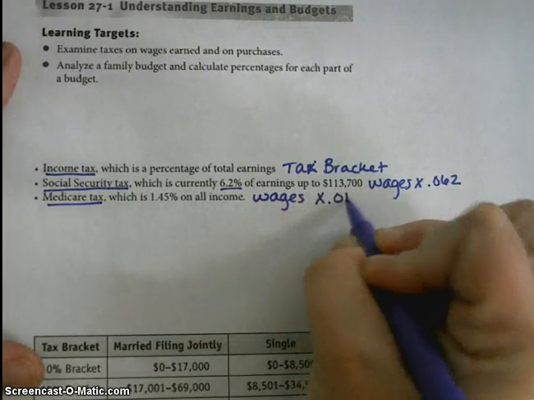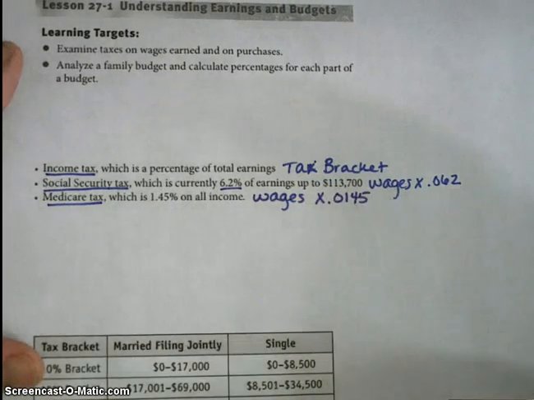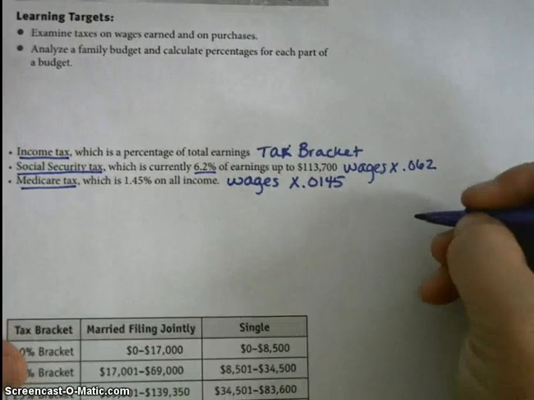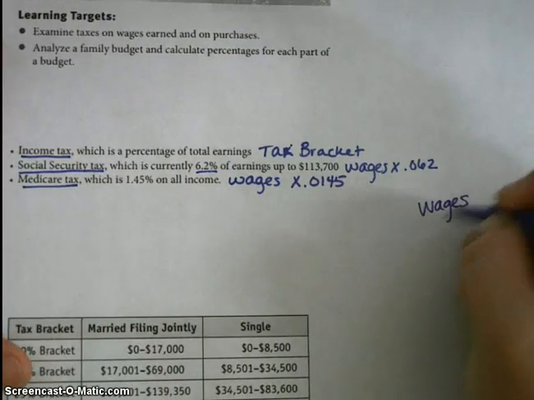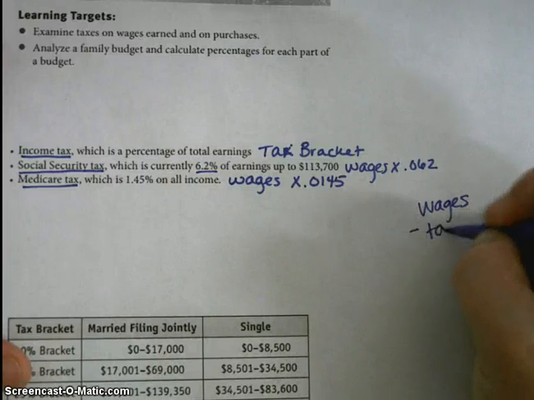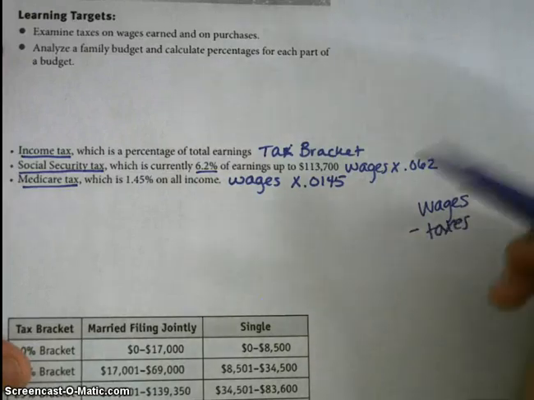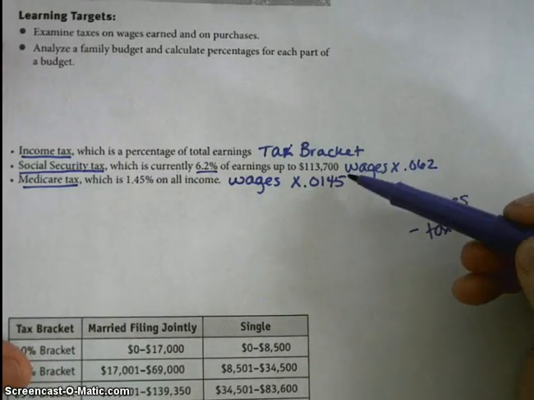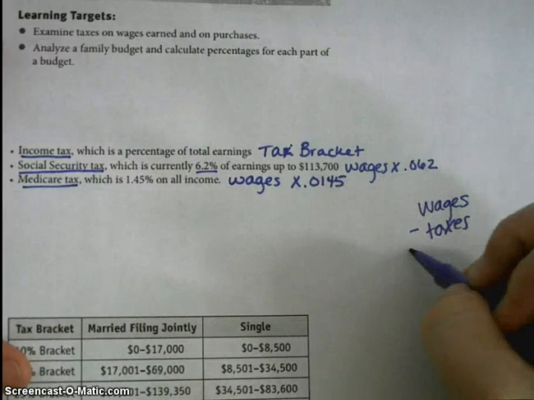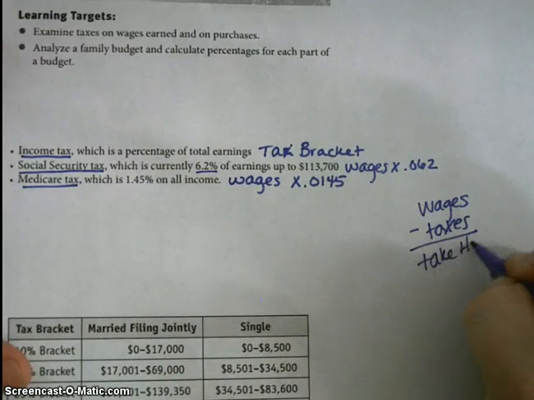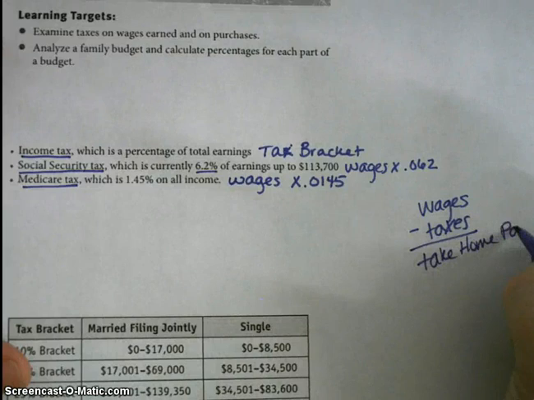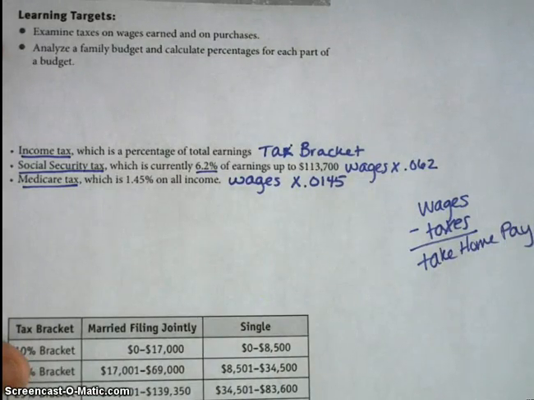Then we take our total wages, what we earned, and we subtract all of these taxes that we're just talking about, the income tax, the Social Security tax, and the Medicare tax. And what we get is what we call our take-home pay. And this is the pay or the money that we actually take home, which we actually see after taxes.